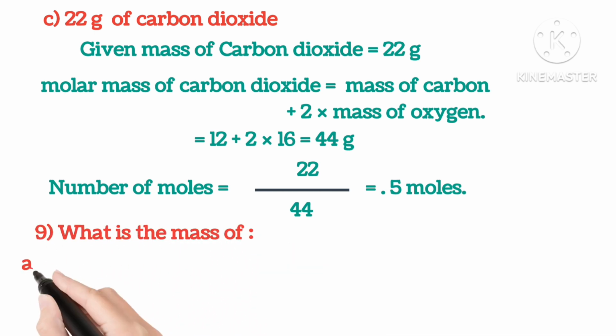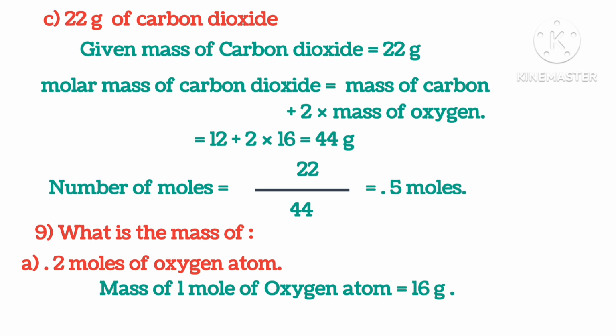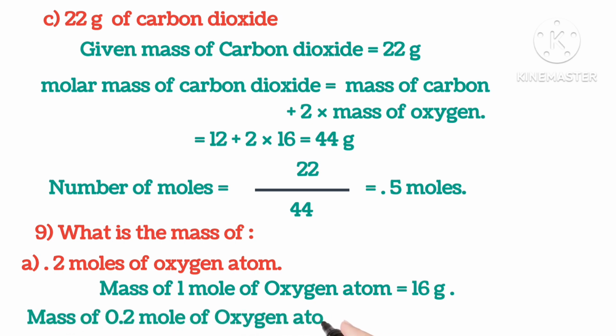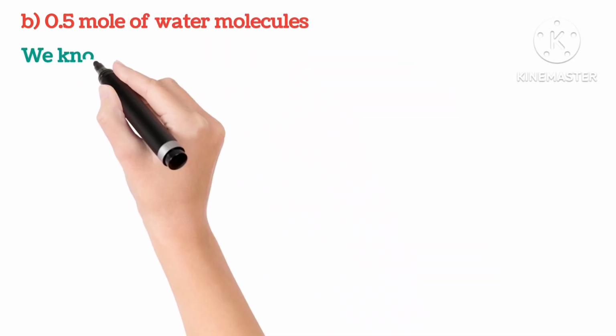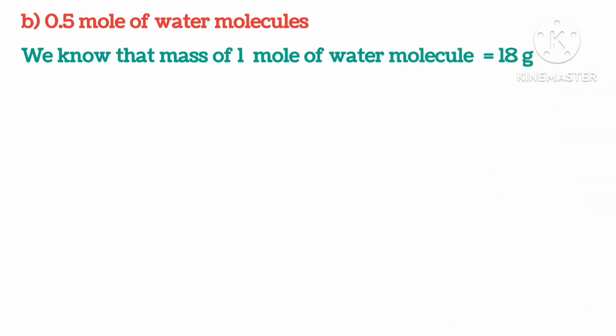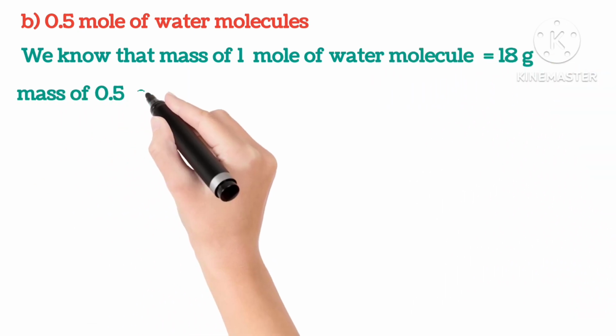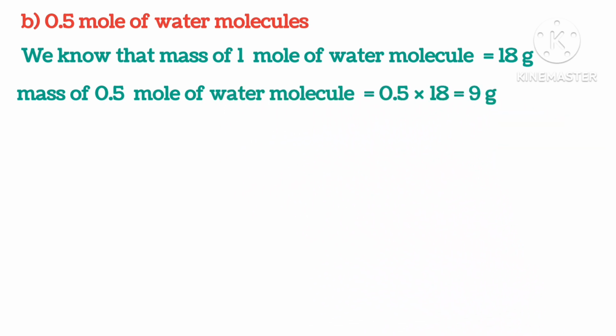What is the mass of 0.2 mole of oxygen atom? So mass of 1 mole of oxygen atom is 16 grams. So mass of 0.2 moles will be 0.2 into 16, that is 3.2 grams. 0.5 moles of water molecules. So we know that the mass of 1 mole of water is 18 grams. So mass of 0.5 moles will be 0.5 into 18, that is 9 grams.